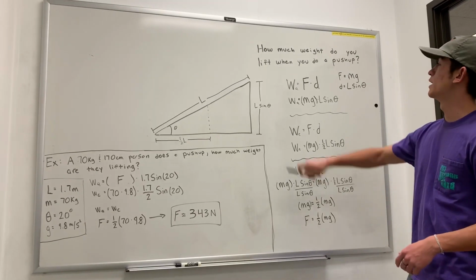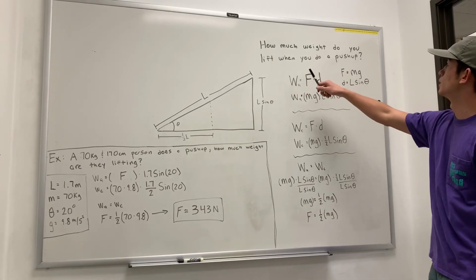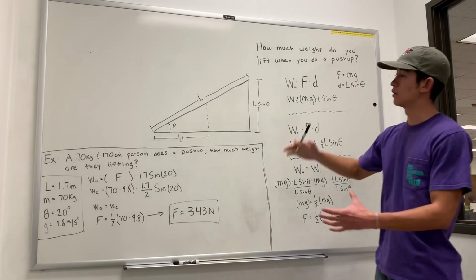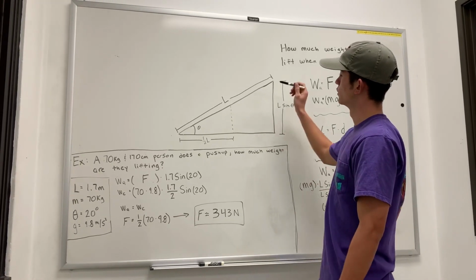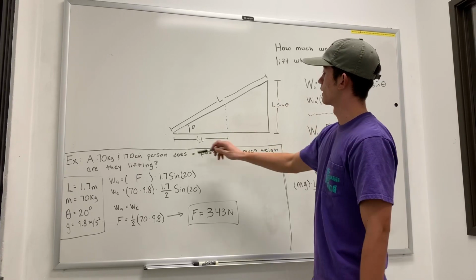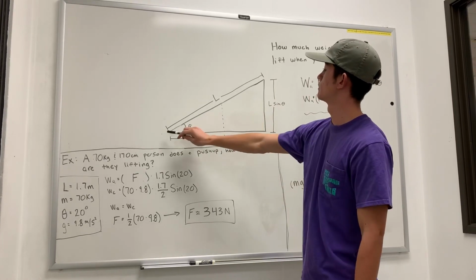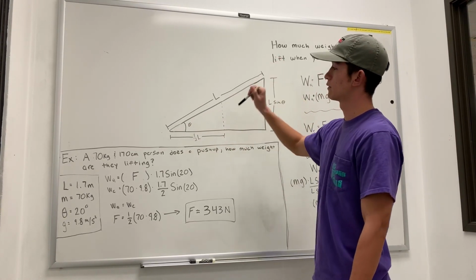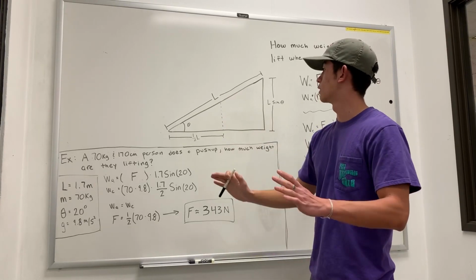All right, so the problem at hand: how much weight do you lift when you do a push-up? The way we modeled this question was we drew it as a triangle. The length from here to here, which is the same as the length from here to here, is the length from the human's feet to their arms.